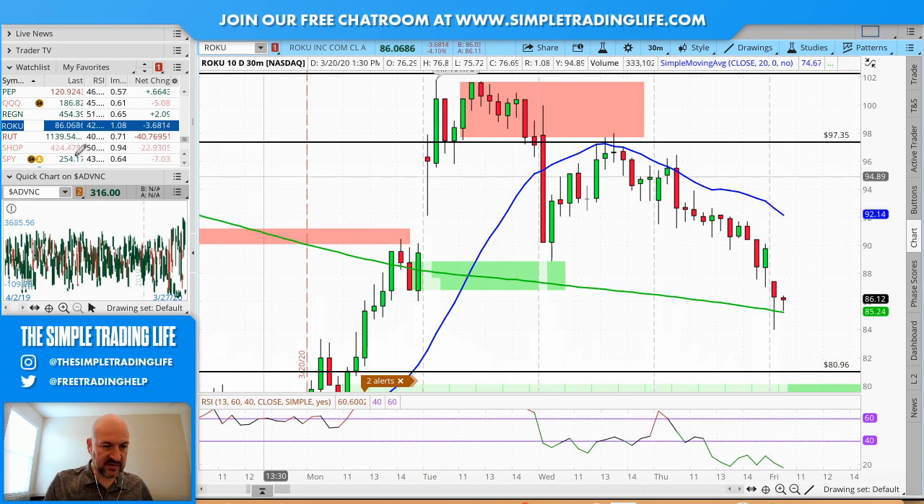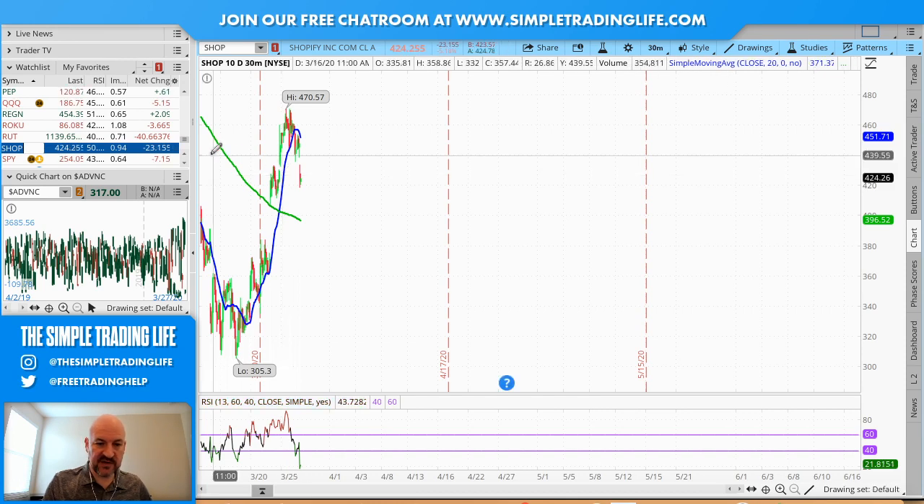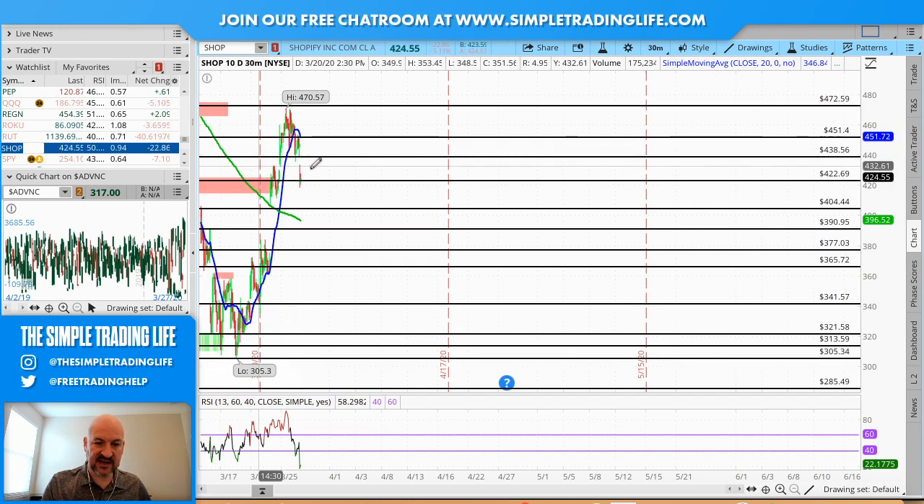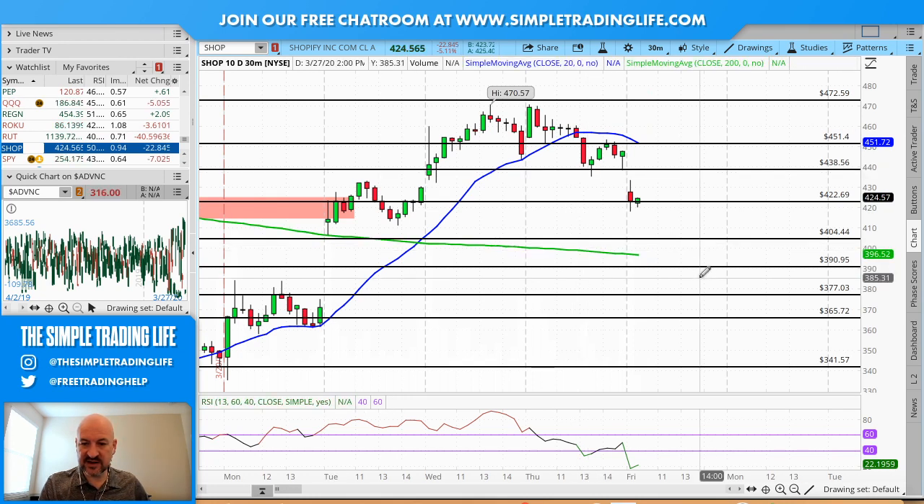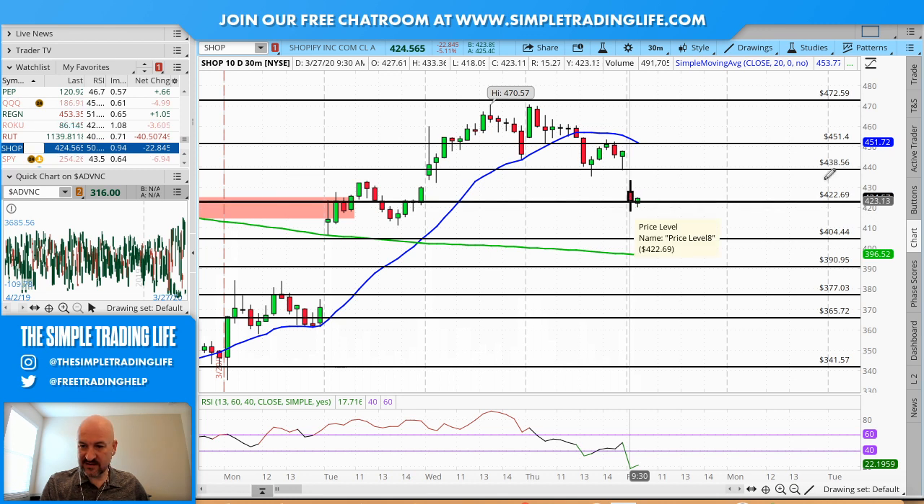Let's look at Shop. We have no alerts going off on the market right now, so I'm just going to go through some names while we see if the market's going to do anything. Okay, Shop. Here we go. This is where it closed yesterday. Gap down, went up, went down, ended up right here at our 422.69 support area, and it's just hanging out there.